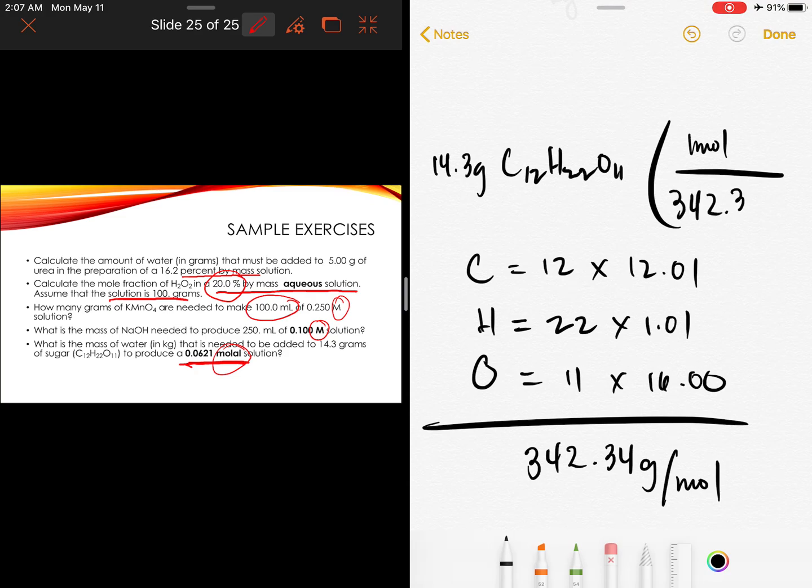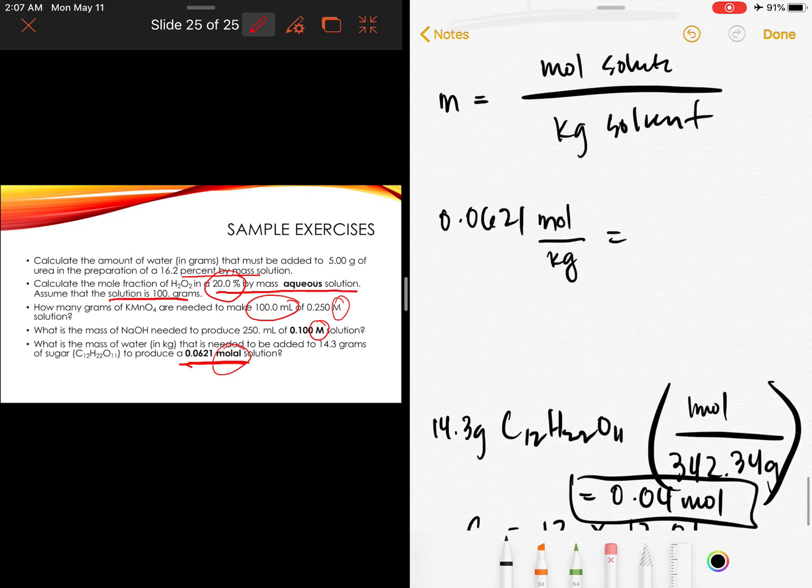So here, 342.34 grams. Now just input that in your calculator: 14.3 divided by the molecular mass is equal to 0.04 moles of your sugar. That is your solute, your sugar. So here we write 0.04 mole of sugar. And for the kilograms of solvent, which is water, we just assign X.